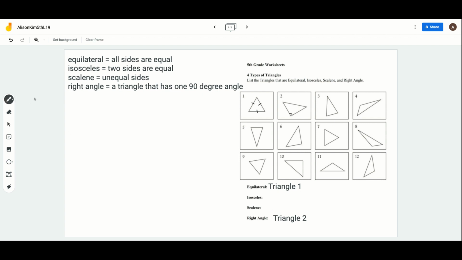Now let's look at number 3. We see that this side right there is not equal to any of the other sides, so we can't say that for sure. However, these two sides seem to be about the same, so we can say that triangle 3 is an isosceles triangle.